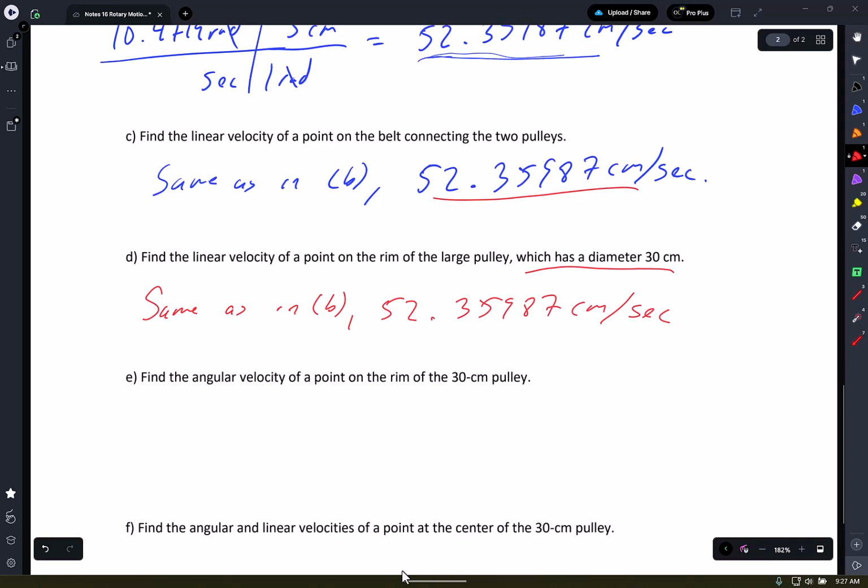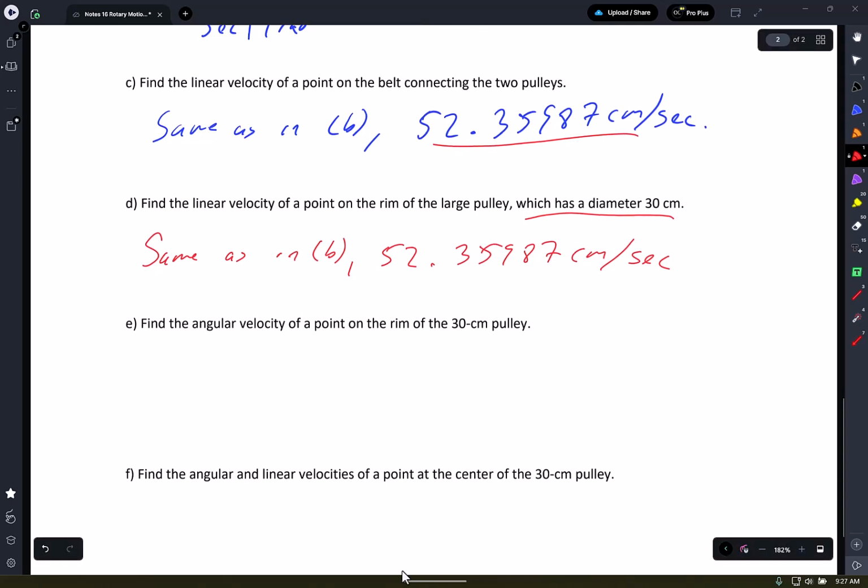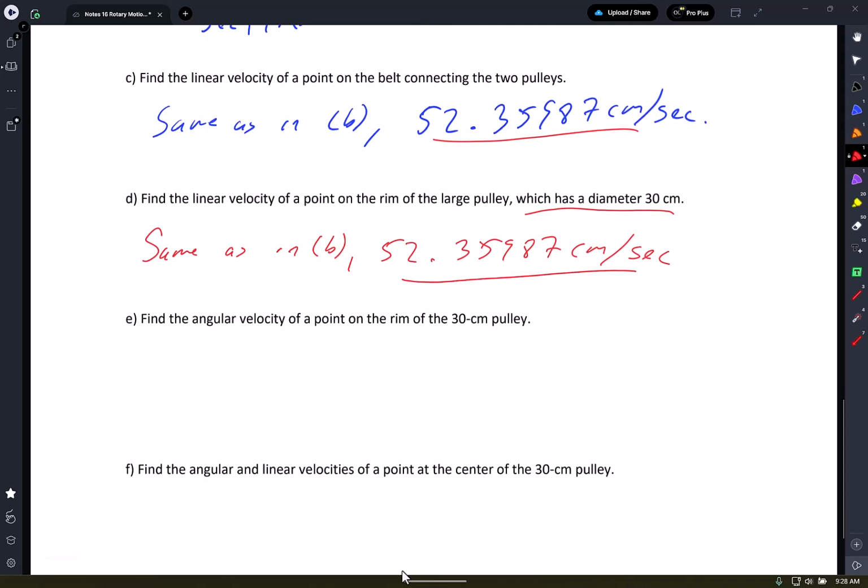Okay. Letter E. Find the angular velocity of a point on the rim of the 30 centimeter pulley. Okay, we can do it one of two ways. Maybe we'll do it both ways. Do you guys want me to do dimensional analysis, or do you guys want me to do it with geometry? Okay, I'll show you with geometry as well. You're going to see it's going to be the same digit per digit. So start with what you got. 52.35987 centimeters per second. And if you want to get the exact same answer, like the perfect answer with the geometry, use all the digits.